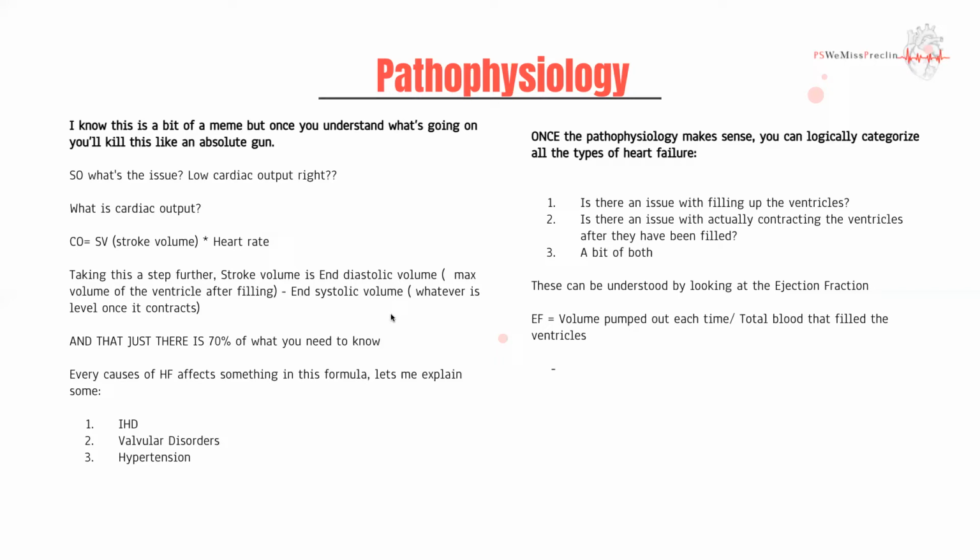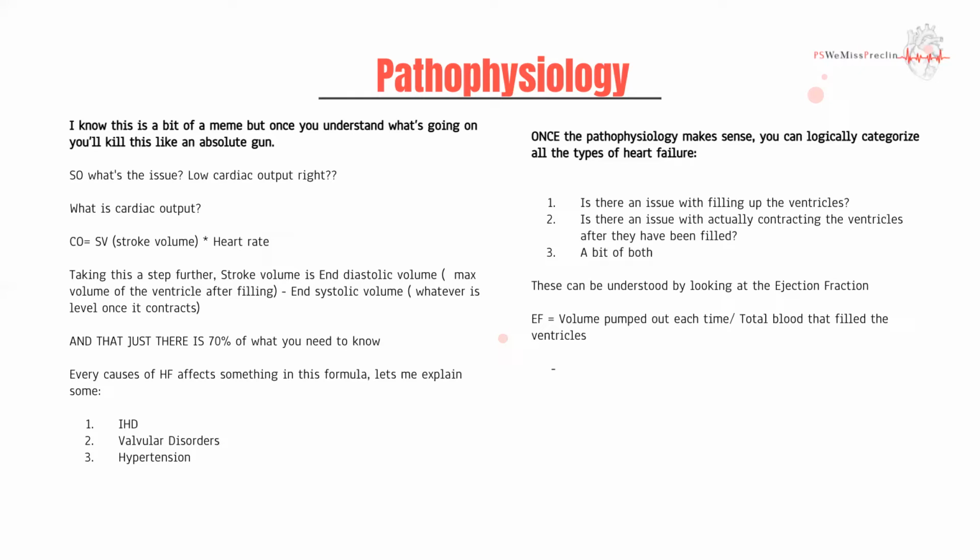We don't want to have a high end systolic volume, which means that our stroke volume is going to be low, times the normal heart rate, so you have a low cardiac output, right? I have another example on the next page, but again, understanding the pathophysiology really helps. So you need to ask yourself, is there an issue with filling of the ventricles? Is there an issue with the contraction, or do you have a bit of both? Once you understand these, then I think it's relevant to look at the ejection fraction and to understand what's actually happening.